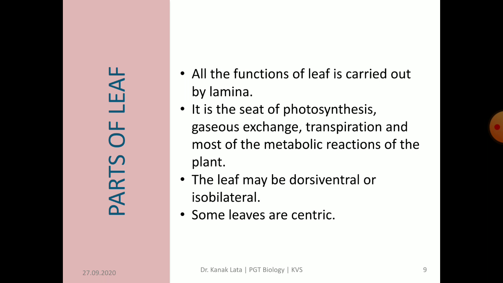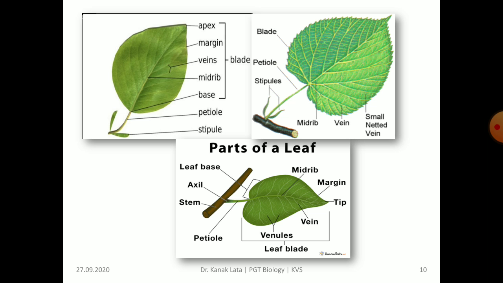The function of leaf is carried out by lamina. Here the process of photosynthesis takes place, exchange of gases, transpiration and most of the metabolic reactions of the plant take place in lamina. So it is the most important part of the leaf. The leaf may be dorsiventral as in dicots or isobilateral as in monocots, but some leaves are centric also. In the given figure, you may observe various parts of the leaves.